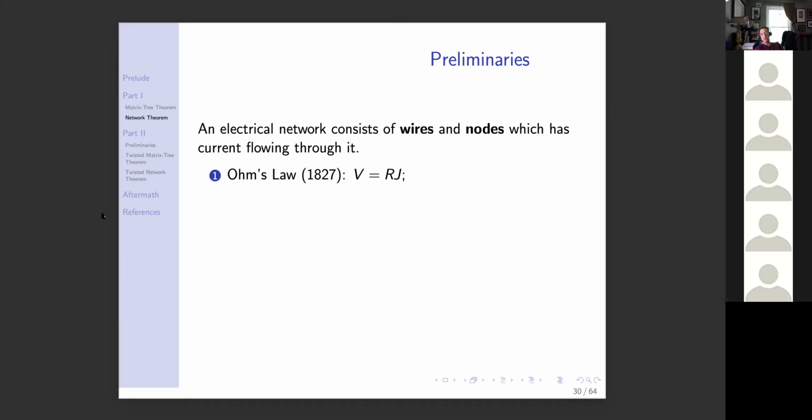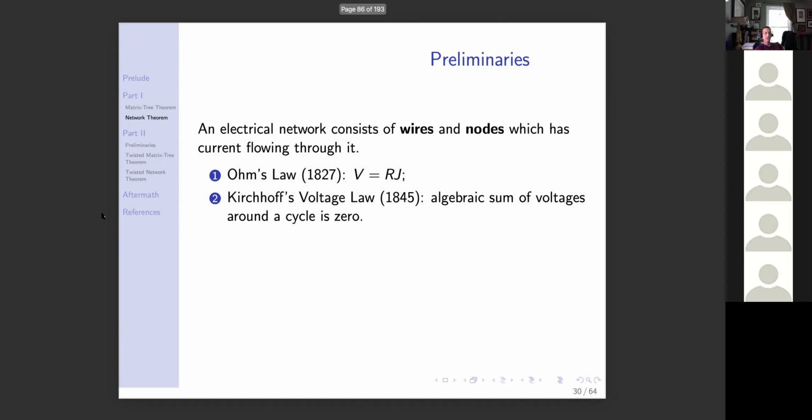Anyway, very little was known about electricity in the early 19th century. There was Faraday, and then there was Humphrey Davy, and Ohm. And the earliest known law might be Ohm's law, which says that voltage is resistance times current. I'm using J for current or impedance. Usually in the English world we use I for current, but I'm using J because some of the classical literature uses J.